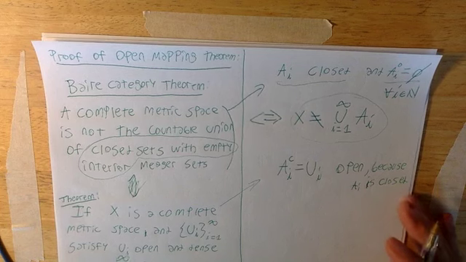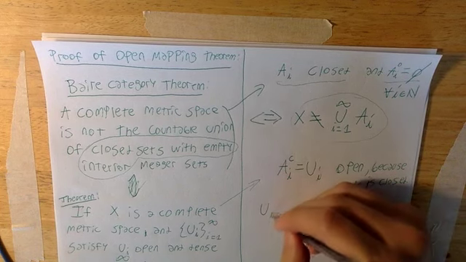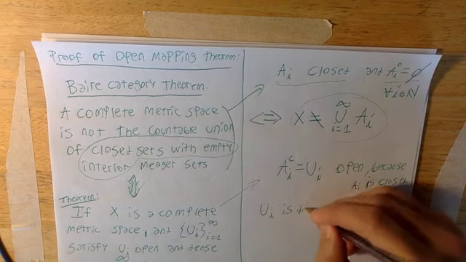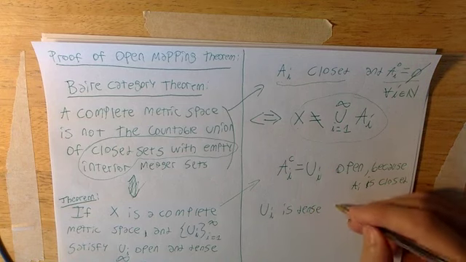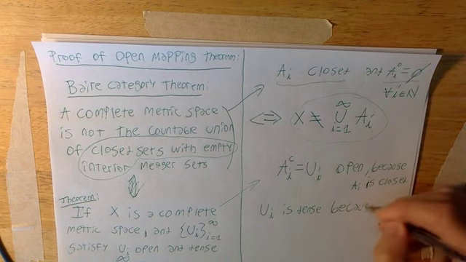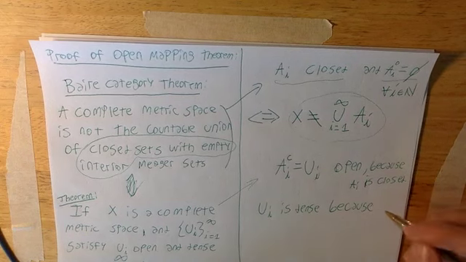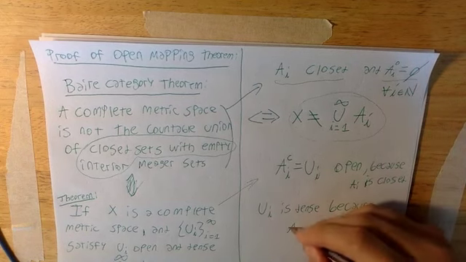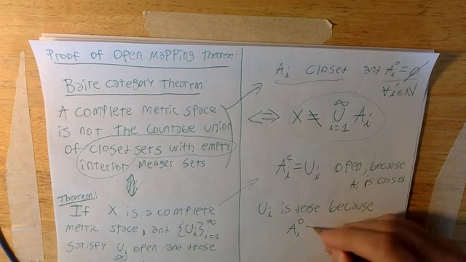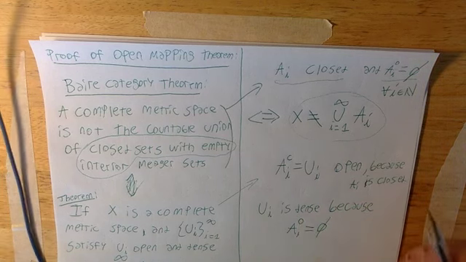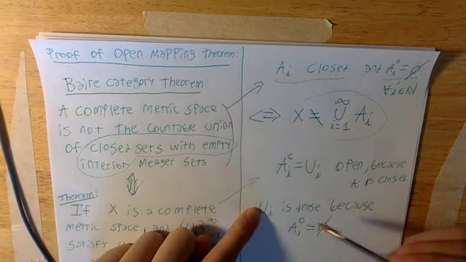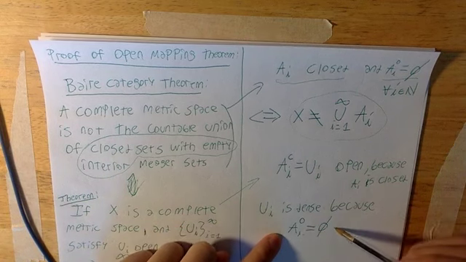UI is open and AI is closed. And then UI is dense because the interior of AI is equal to the empty set. So if UI is not dense, this implies that the interior is not empty.